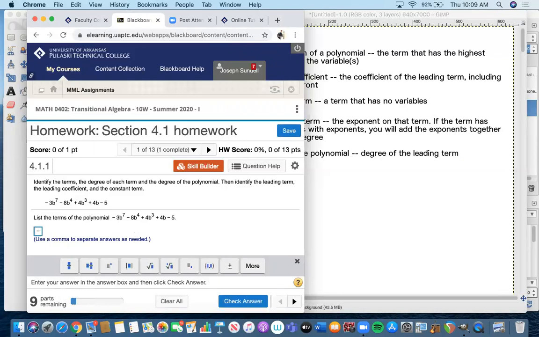The first term is negative 3b to the 7th. So that's the first term, and then they want you to say comma. Now the next term is negative 8b to the 4th. They're just asking you to list all these terms with commas in between. The third is 4b to the 3rd. And the fourth term is 4b. And then that last term is negative 5. It's important that you notice how I've got the negative sign in front. If there's a minus sign in front of a term, you've got to put that negative sign in front when you list it. And that's all it wants you to do on that first box there.